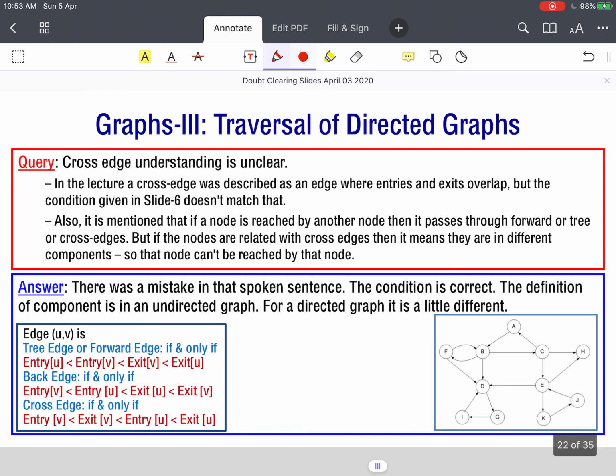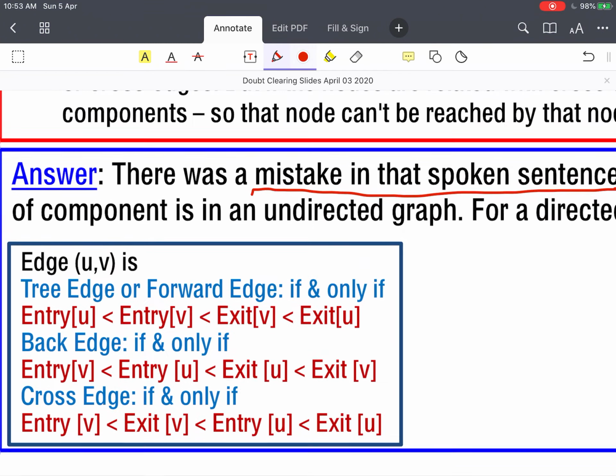Now we come to the third lecture, which is the traversal of directed graphs. In directed graphs, you asked about this cross edge. So let me explain what this cross edge means. I had mistakenly mentioned something about this.